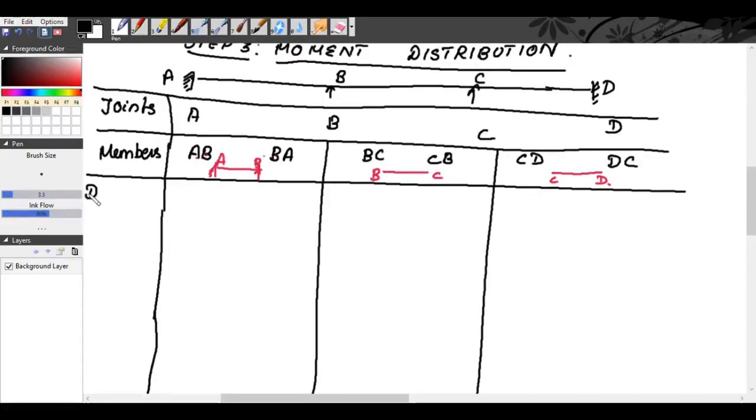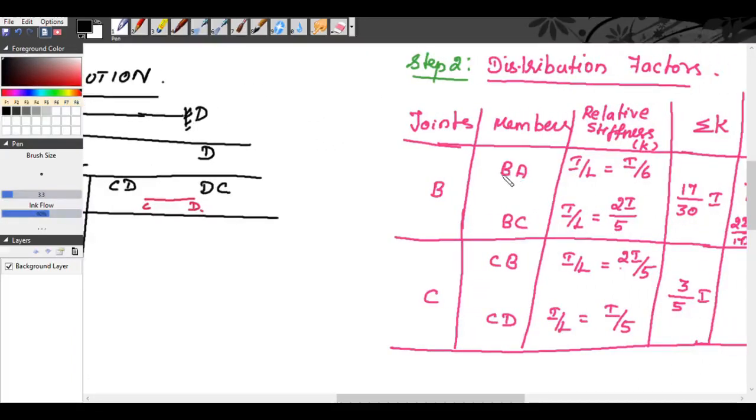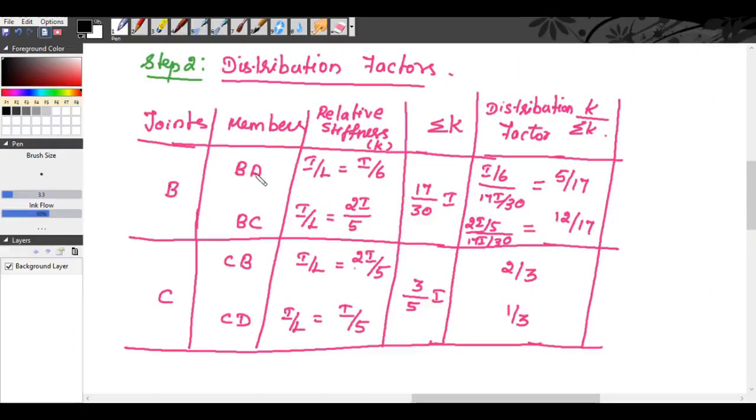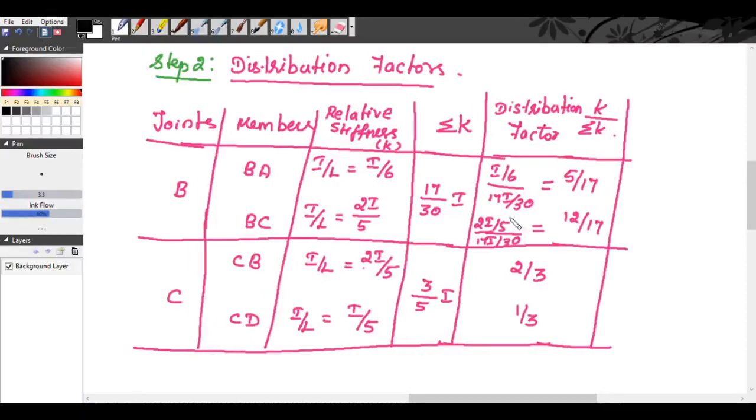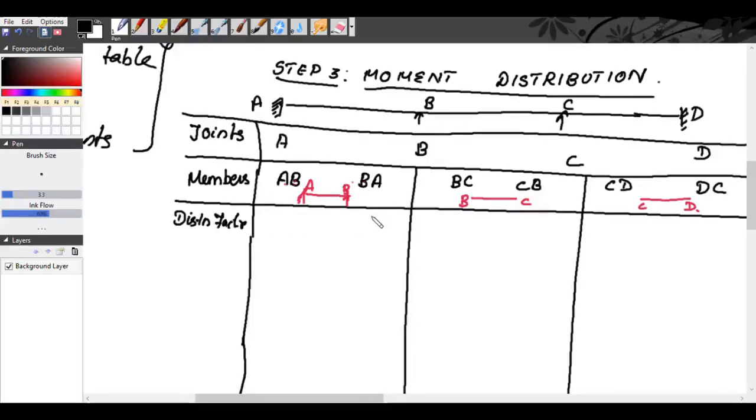Okay, we will write the distribution factors. We have already found them. At joint B, for BA the distribution factor is 5 by 17, and for BC it is 12 by 17. So here it is 5 by 17 and here it is 12 by 17. These are the distribution factors. You put a line like this.